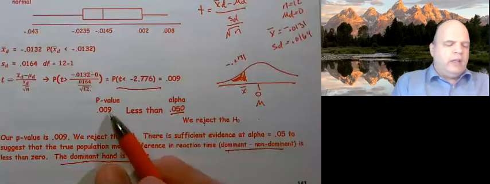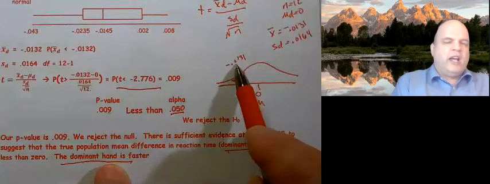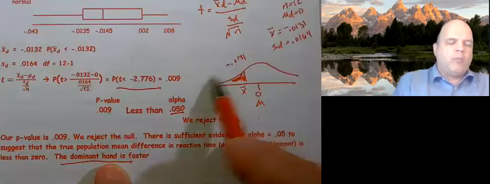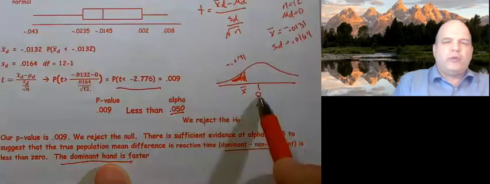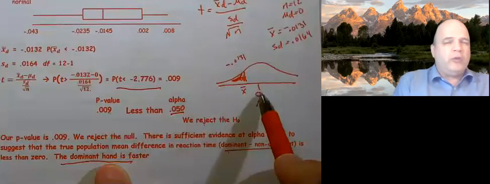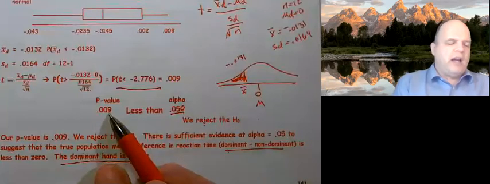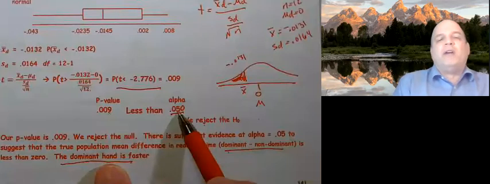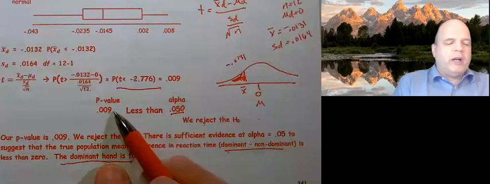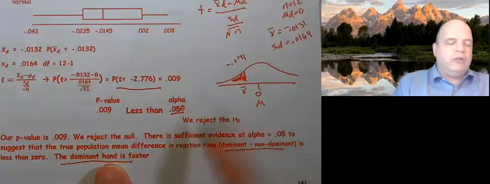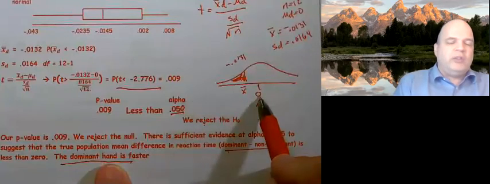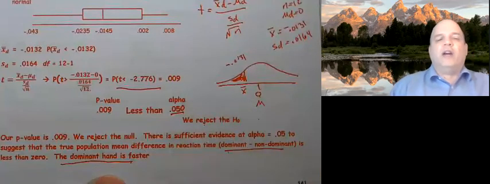There is a 9 in 1,000 chance of getting a test statistic as extreme as negative 0.0131 or more extreme if this was true. In other words, if this was true, this would only happen 9 out of 1,000 times, and we just don't think we're that unlucky. We're saying, hey, we're wrong 5 out of 100, but we won't be wrong 9 out of 1,000. So we're rejecting this claim and saying, you know what, the dominant hand is faster.